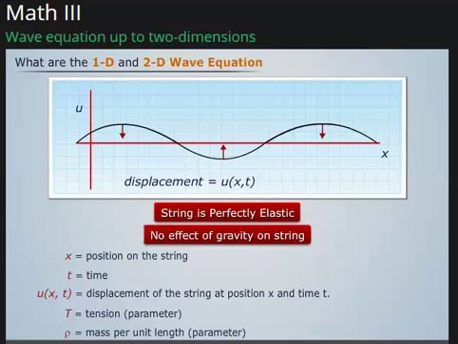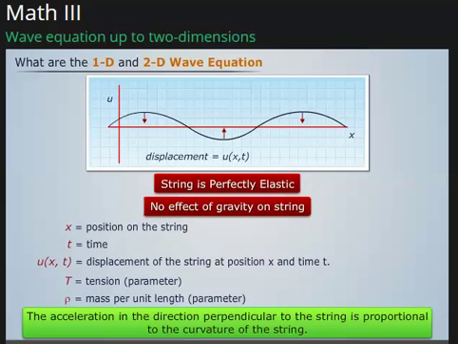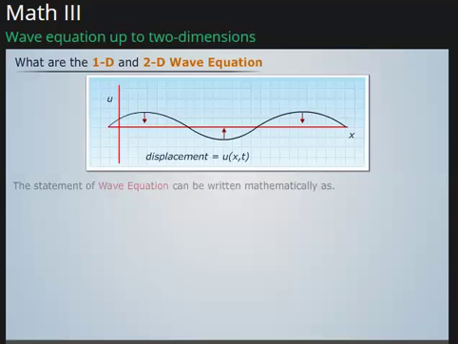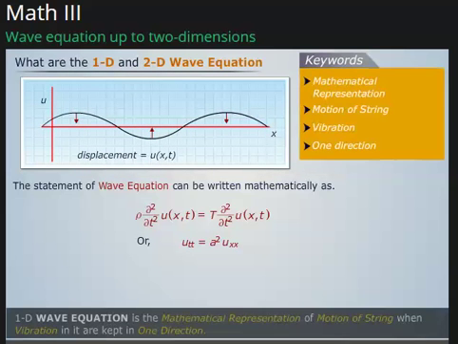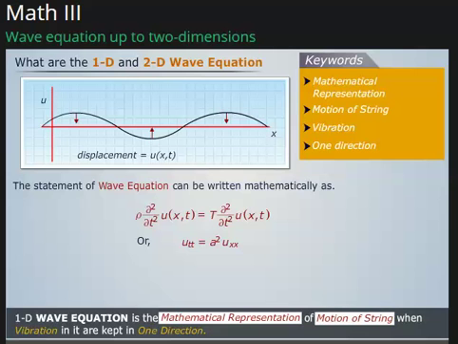The wave equation says that at any position on the string, the acceleration in the direction perpendicular to the string is proportional to the curvature of the string. The statement of wave equation can be written mathematically as, so 1D wave equation is the mathematical representation of motion of string when vibration in it are kept in one direction.